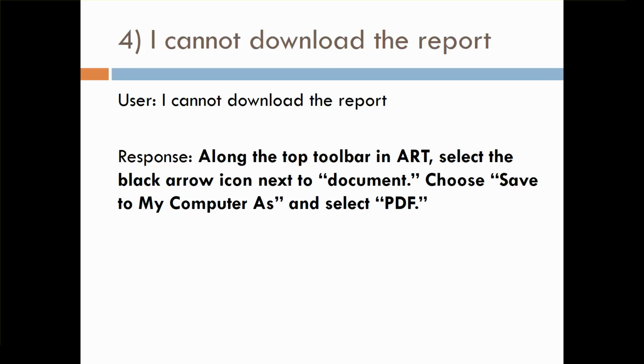The next question we frequently get is that a user cannot download the report. They say they're just not able to do it. The way that you download the report within ServicePoint is along the top left-hand corner in ART. There is a black arrow icon next to the document button. You'll want to choose the option that says Save to my computer as and select PDF.